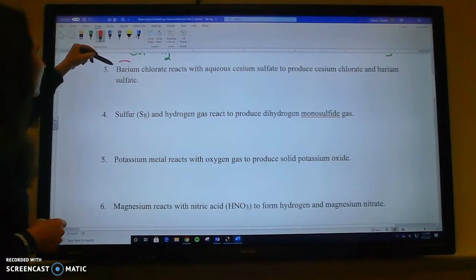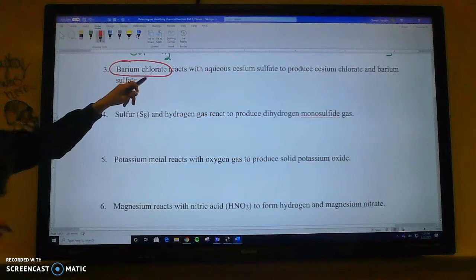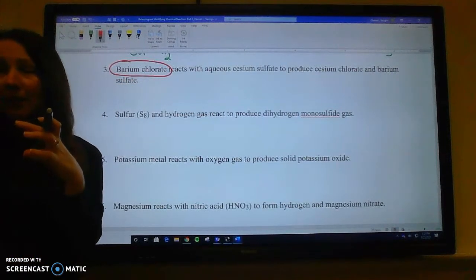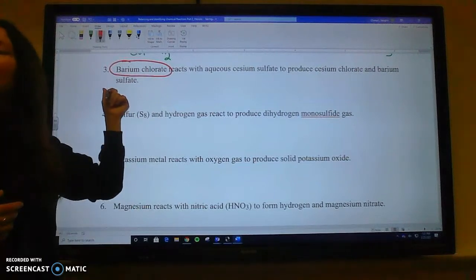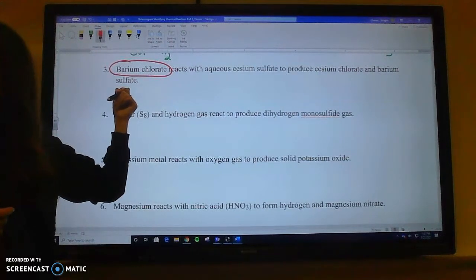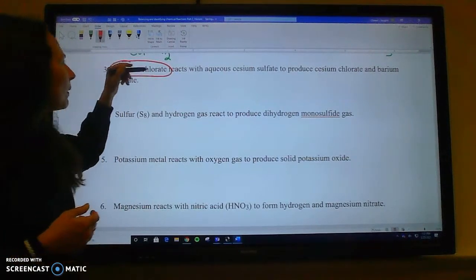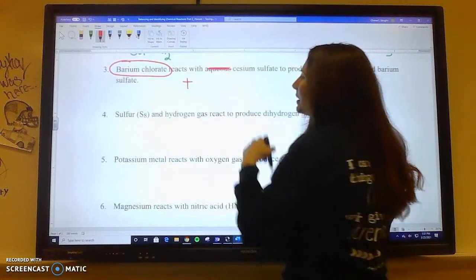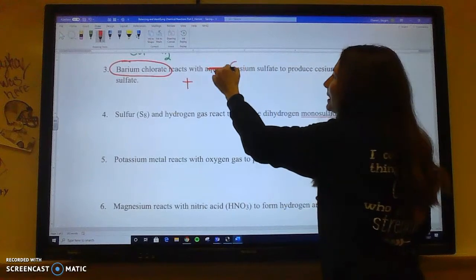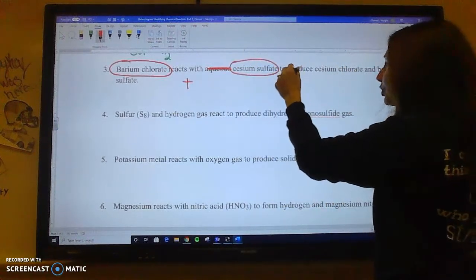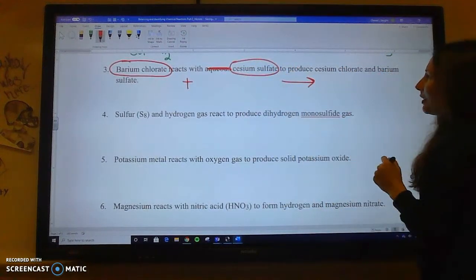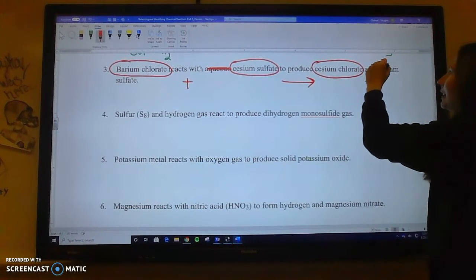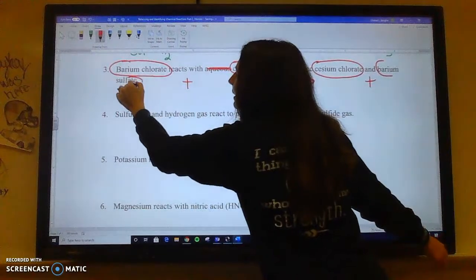We have barium chlorate. Y'all, this is polyatomic. You can get that polyatomic sheet out where you copied down all that stuff. You can get that paper back out. Use it as your cheat sheet for this. You don't have to have these memorized, okay? So barium chlorate reacts with, that's a plus, aqueous just tells us that it dissolves in water, and then cesium sulfate to produce, that's our arrow, cesium chlorate, and then barium sulfate, that's on the next line.